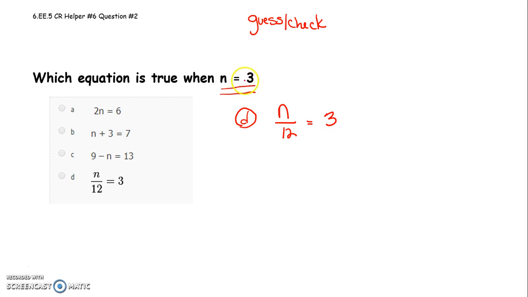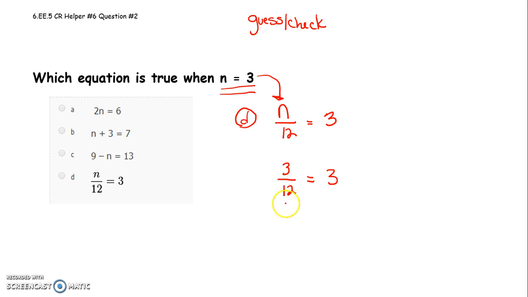I'm going to go ahead and substitute a 3 in place of the n. So I'm going to take the value they gave me for n and put it in place of n, to see if it makes a true statement. So instead of n over 12, I tell you n is 3. So I'm going to do 3 over 12 is equal to 3. Is 3 divided by 12 the same as 3 whole?